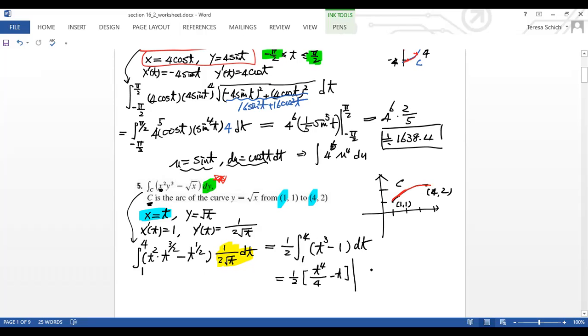And here is from 4 to 1 here. So the answer is pretty close to the 30.375 here, right? So for these two problems, basically I'm showing you how to set the parametric equations, right? Okay, now let's take a look.